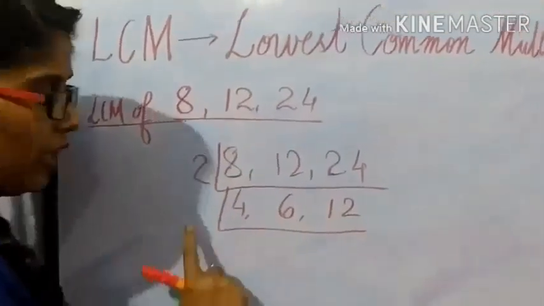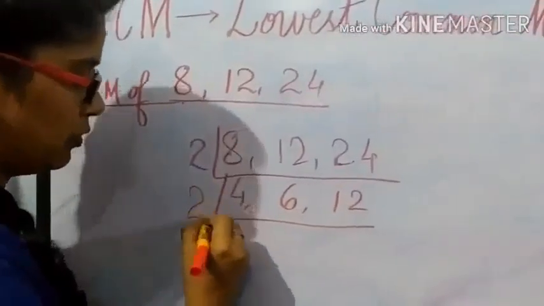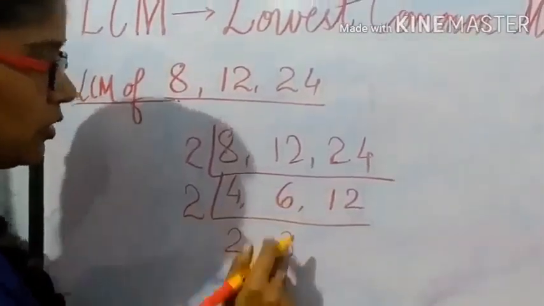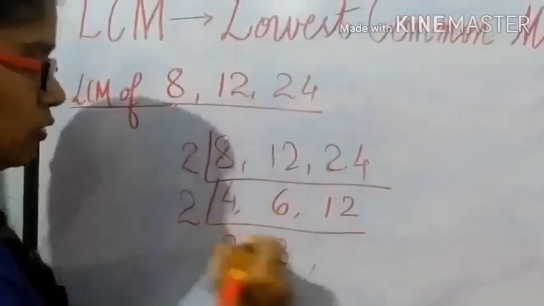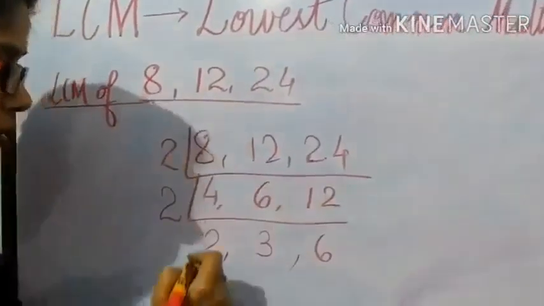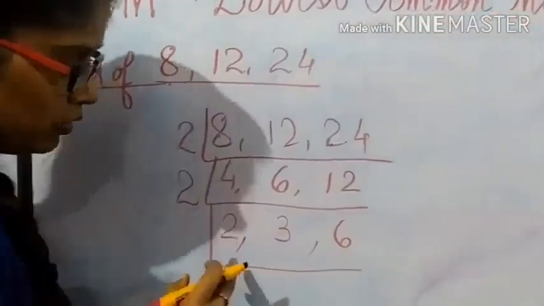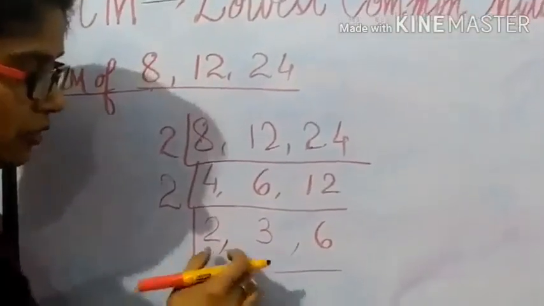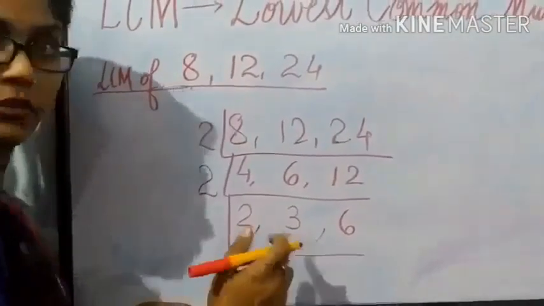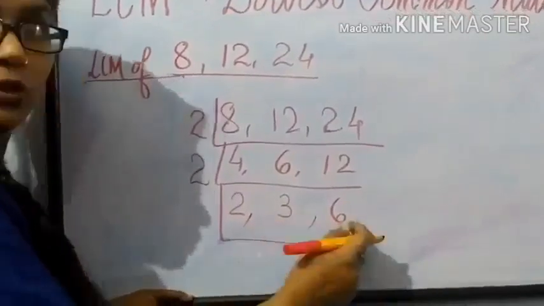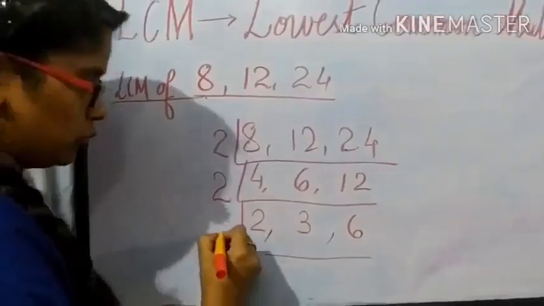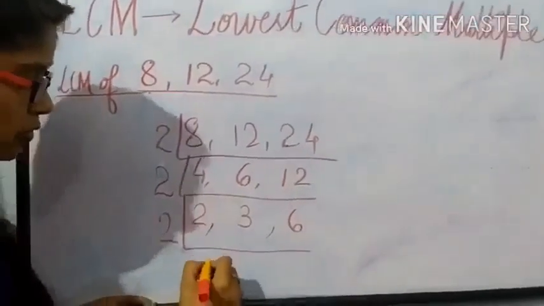Now again we have all even numbers, so we are taking 2. So 2 2s are 4, 2 3s are 6, and 2 6s are 12. For finding LCM, at least 2 numbers should be there that can be divided. So here we have 2 even numbers, so again we can take 2. So 2 1s are 2, 1 time.